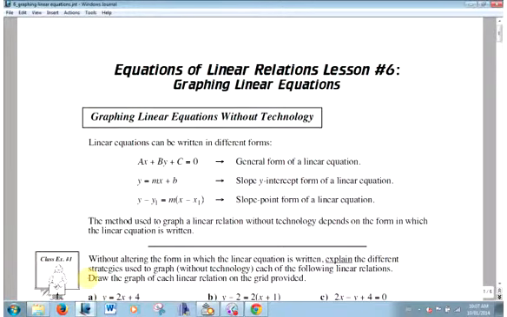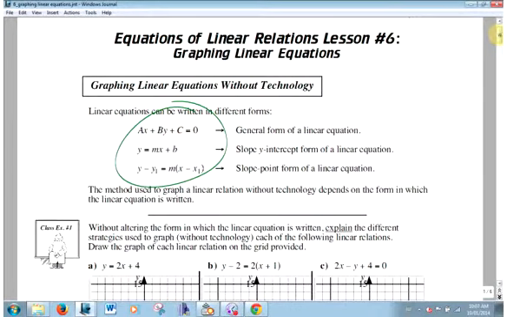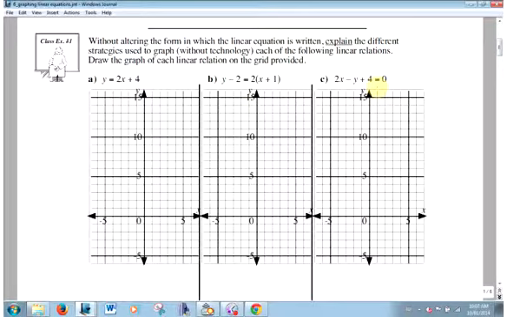Skip on over to graphing linear equations. There are our 3 ways to write equations. I just want to look at this. Without altering the form in which the linear equation is written, explain (that means English, it's not traditional math) the different strategies used to graph each of the following linear relations without a graphing calculator, which most of you don't have. Draw the graph of each on the grid.